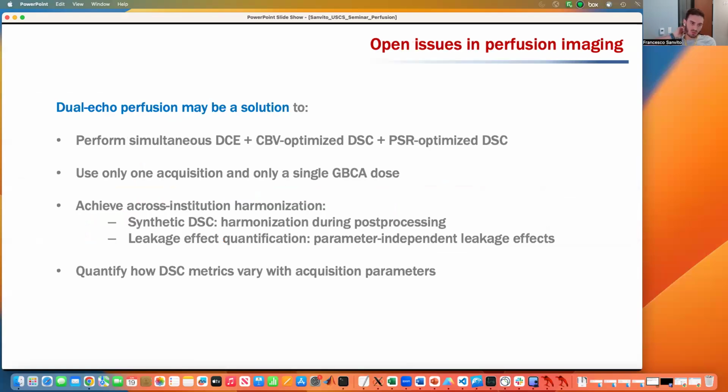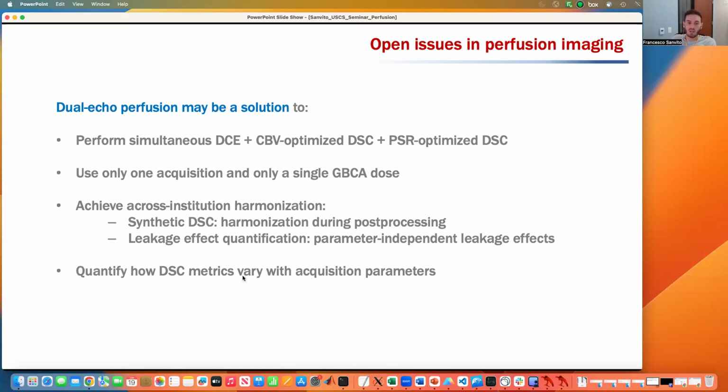So overall, dual echo perfusion, or the first two echoes of multi-echo perfusion that we use, can help do this task of DCE, DSC for CBV, and DSC for PSR. All three of them, thanks to the Bloch equations and the synthetic approach. And doing all three of them is not possible, not even with repeat sequences, because you can only do two maximum. And additionally, we only use one sequence and one contrast agent dose.